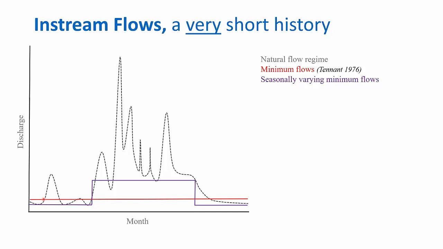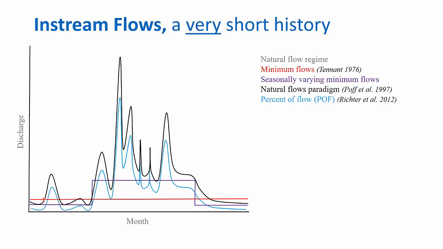Later we thought, perhaps we can change this minimum flow into seasonally varying minimum flows, but those also do not provide any of the functions that I mentioned. Then in 1997 the idea was, let's all go back to the natural flow. And again, we humans, society at large, are here in the world, so it is impossible for all of us to step back and not withdraw water from rivers.